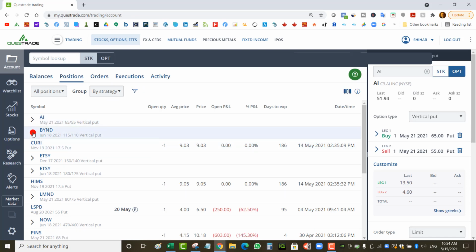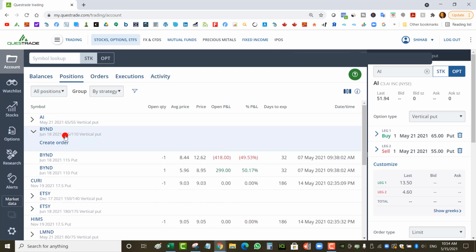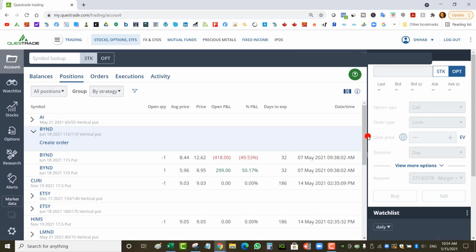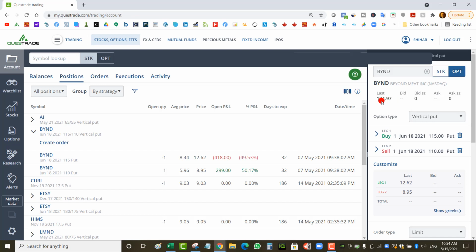Beyond Meat was an earnings trade that went bad. I rolled it to June 18. So it was basically the same strikes, and I rolled it as is for a very small credit, I think 15-cent credit. And let's see where Beyond Meat is at right now. It's at 105, but I still have it until June 18, so I'm not going to do anything right now.